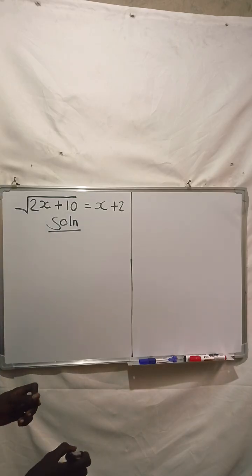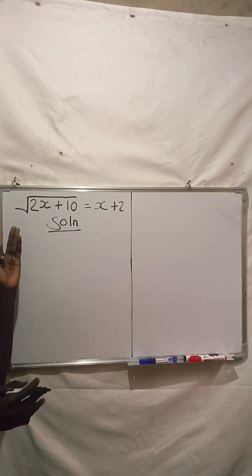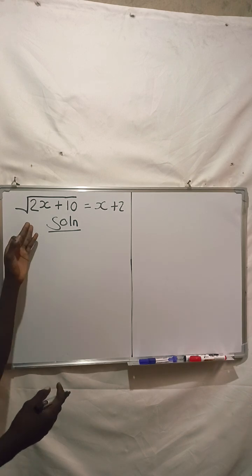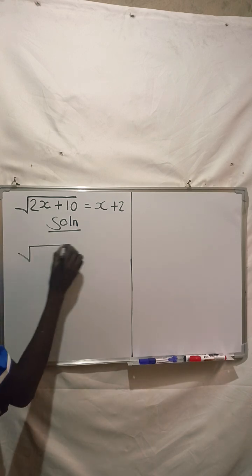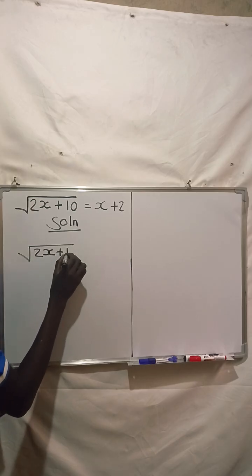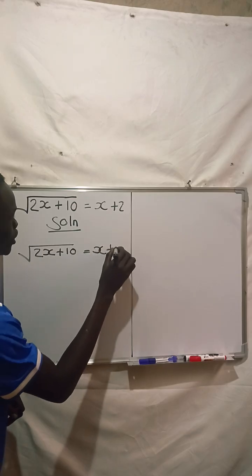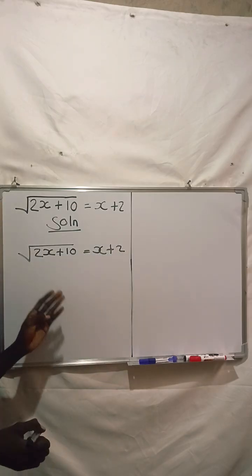Now, our next step is we are looking for a way of removing this square root. So how are we going to remove the square root? Let us first rewrite the question. Here we have the square root of 2x plus 10 equal to x plus 2. Now, how are we going to remove this square root?